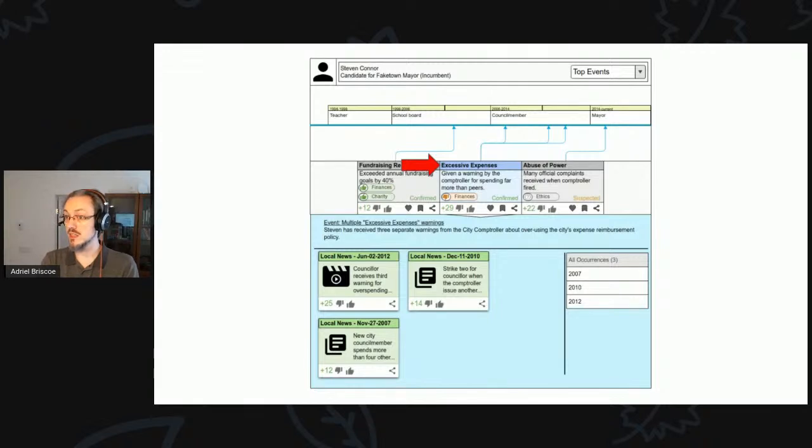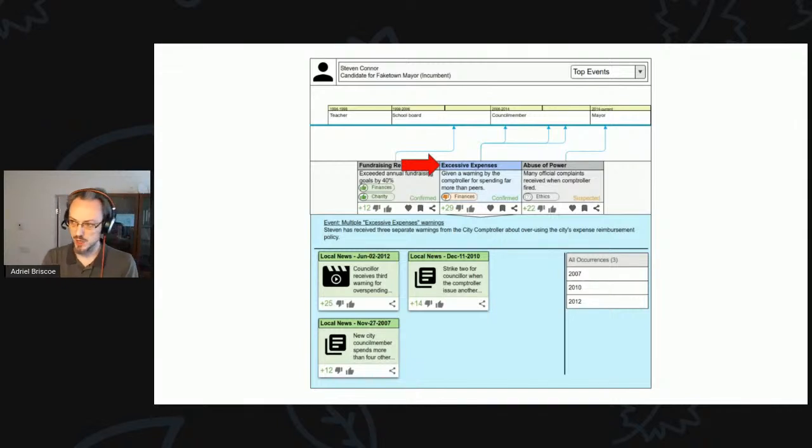Underneath, you can see the content that supports that claim. In this case, the politician's name is Stephen Connor. If we're going to have something on Stephen Connor's profile, we want to make sure that we can back it up. So people can't just go and say anything about anyone. You do want to make sure that there is a decent amount of evidence to back it up.